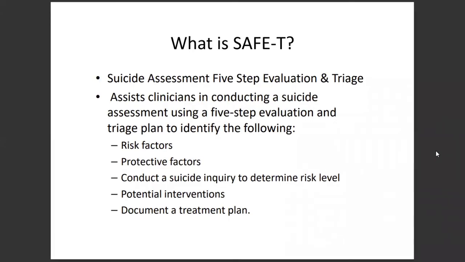So what is SAFE-T? SAFE-T stands for suicide assessment, five-step evaluation, and triage. It assists clinicians in conducting a suicide assessment using a five-step evaluation and triage plan. So the following are the five steps of SAFE-T. First is identifying the risk factors. Second is identifying the protective factors. Third is conducting a suicide inquiry to determine the level of risk. Fourth is determining potential interventions. And fifth is documentation of a treatment plan.